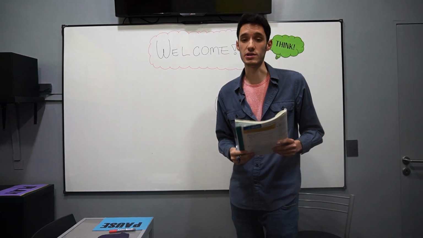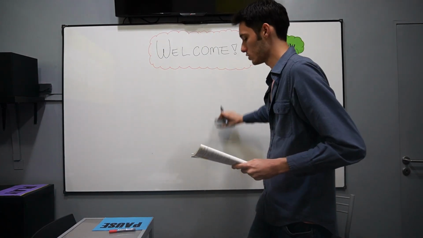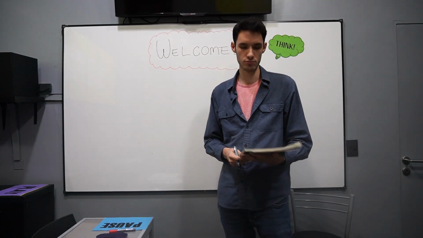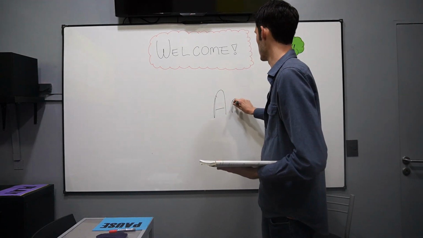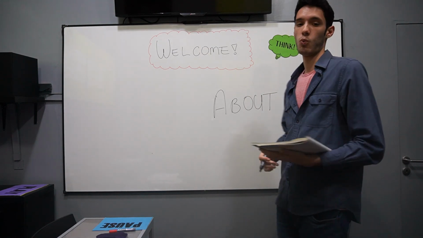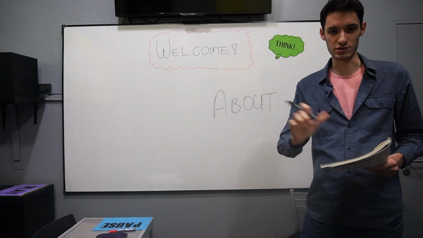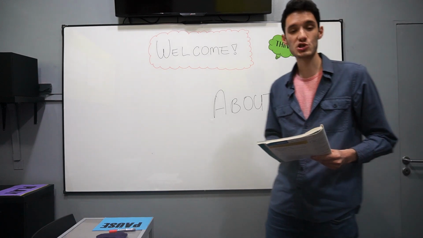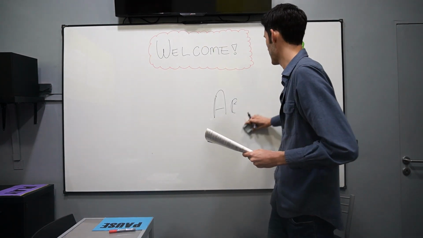It says worried. What word comes after worried in the article? Very good. About. So we put worried about. Is everybody good so far? Yes? Perfect. Let's move on to the next one. Surprised. What comes after surprised?